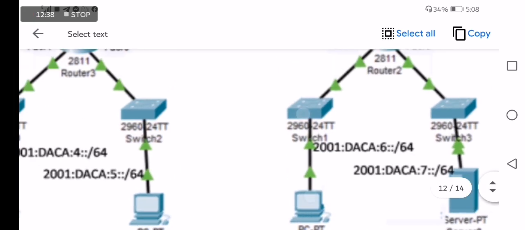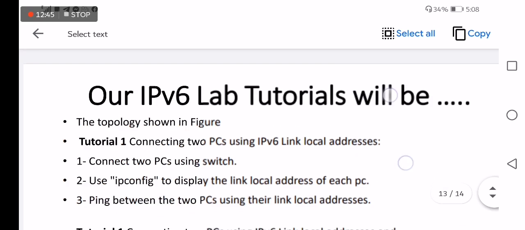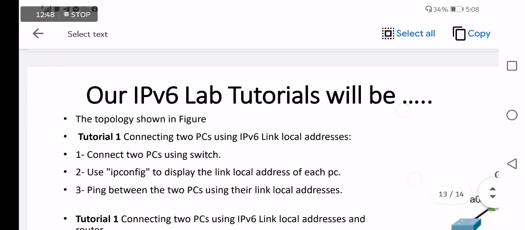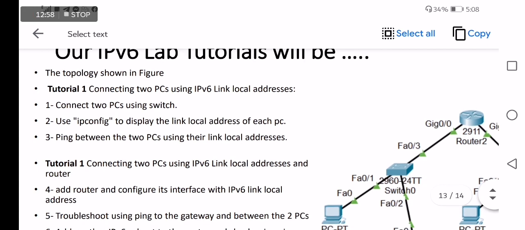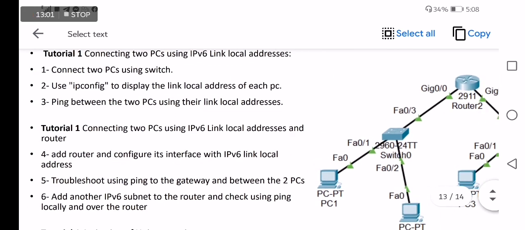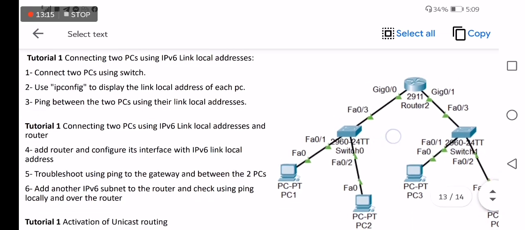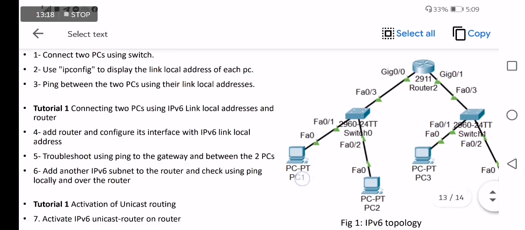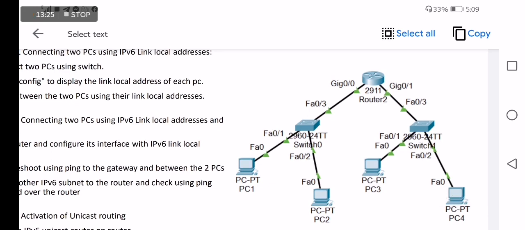This is part of the management of addressing in v6. Our lab tutorial and the next videos will show tutorials about connecting two PCs using link-local addresses, then connecting these two PCs to the router, then creating another network, then adding the unicast address to the router to process or forward the packets from each subnet to another.